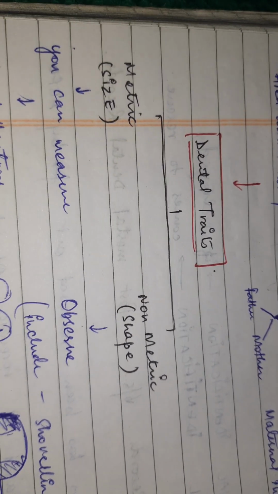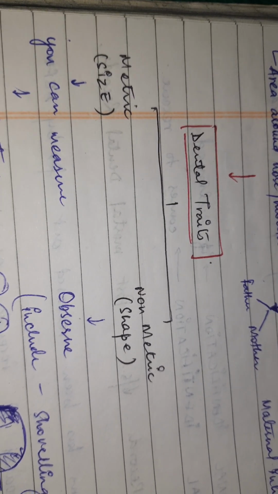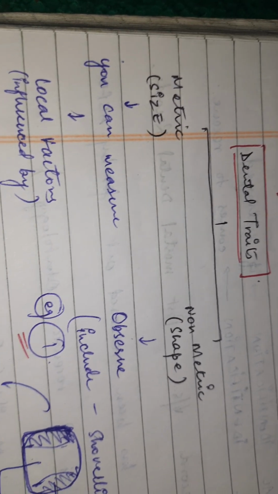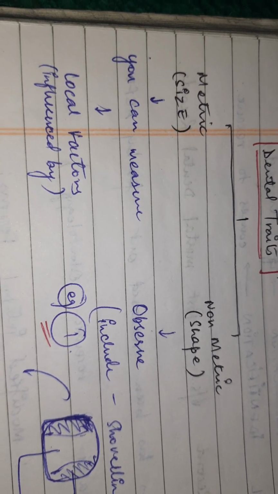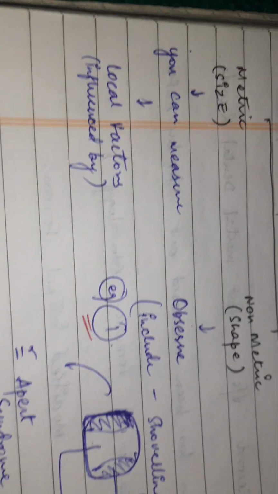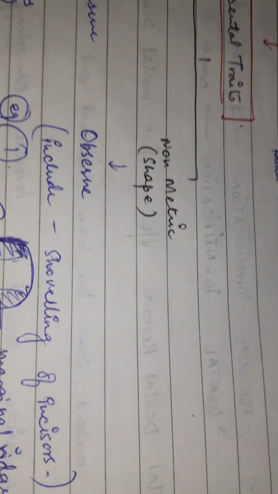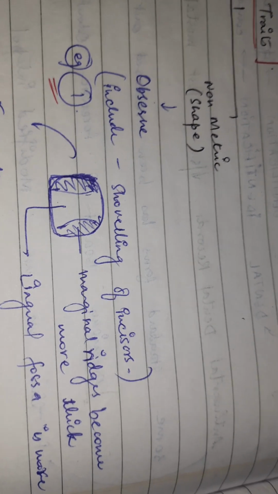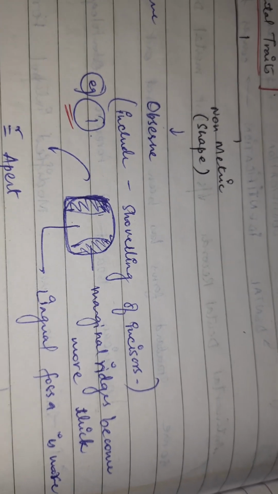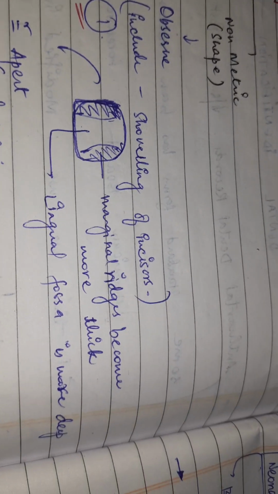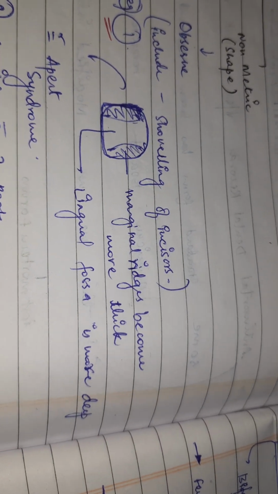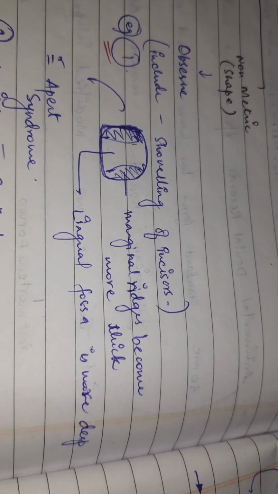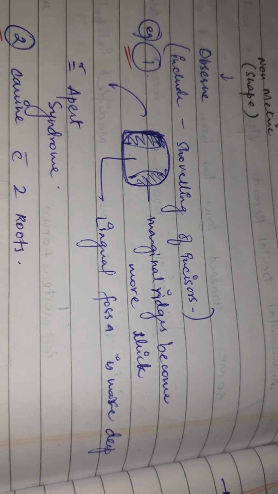Metric is size, and non-metric is shape. Metric is size, which you can measure, and it is influenced by local factors. Non-metric is shape, which you have to observe. Example 1: shoveling of incisors, where the marginal ridge becomes thicker and the lingual fossa is deeper. This is known as shoveling of incisors.